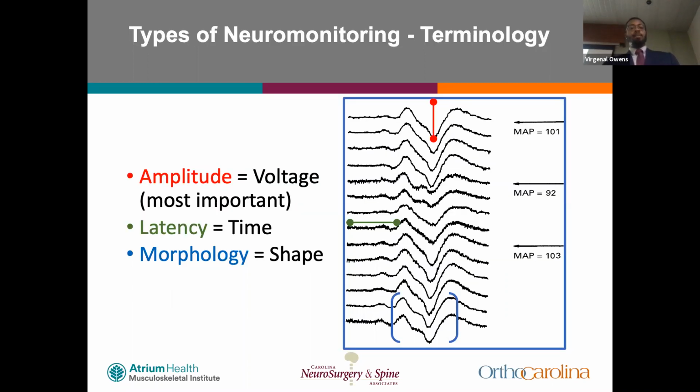Latency is the time that you get a response from when you start the response. So you can have a latent period before you actually get a response on the recording. And morphology deals with the shape, which you can see with all the colors coordinated there.